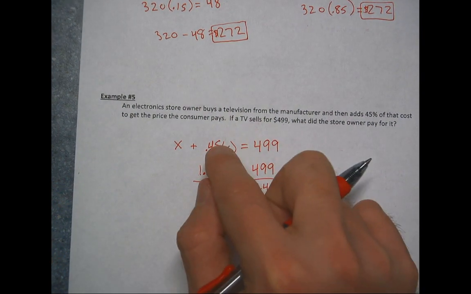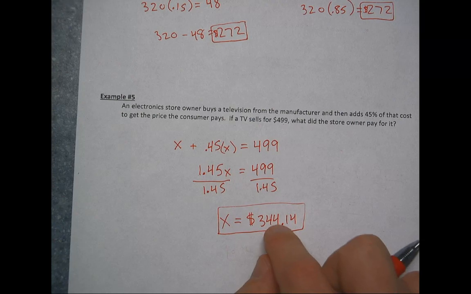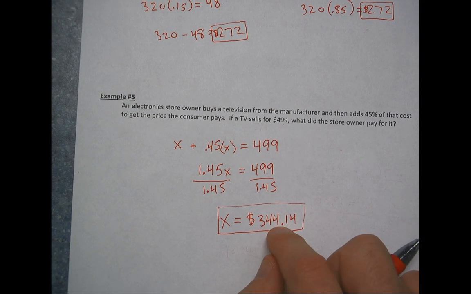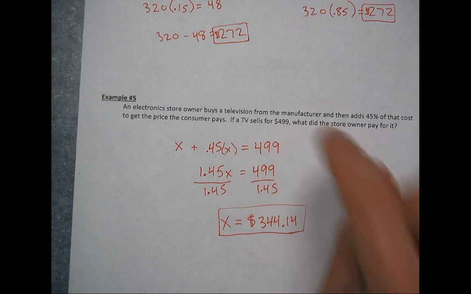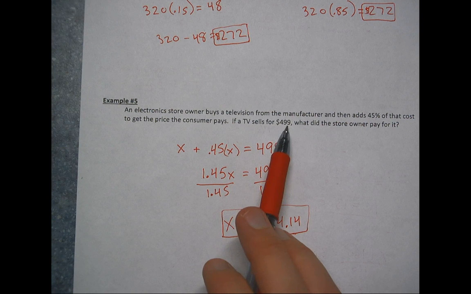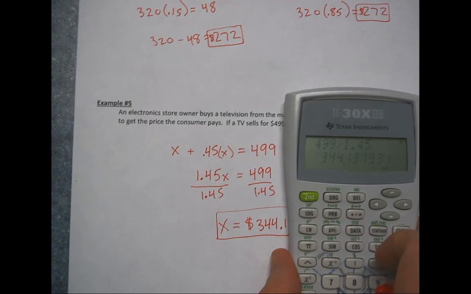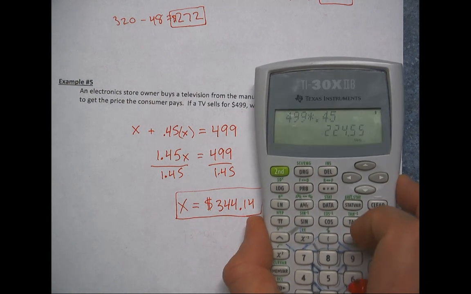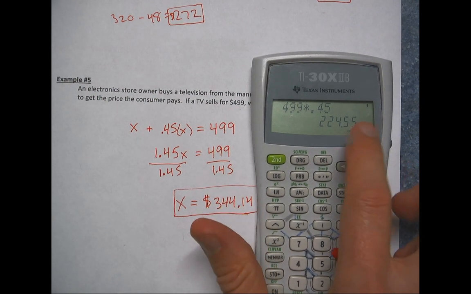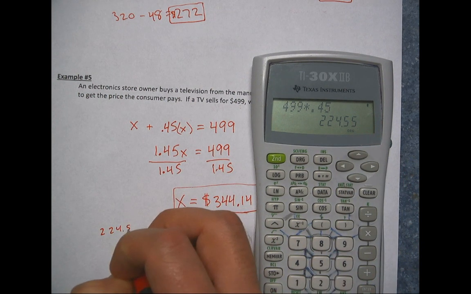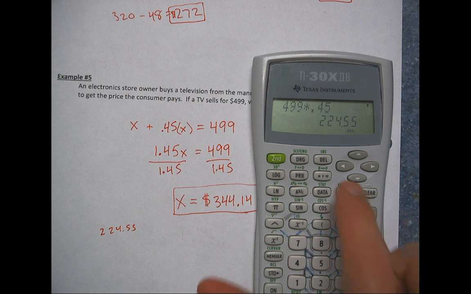He added 45% of this. So if we took this and multiplied by 0.45, that would give us 45% of this, and then tacked it on to get the $499 that the consumer is going to pay. So be careful. Everybody wants to take $499 and times it by 0.45. Let's see what would happen if we did that. $499 times 0.45 is $224.55. Let's write that down for a second so we can see what would happen if I thought that was what was tacked on the price.